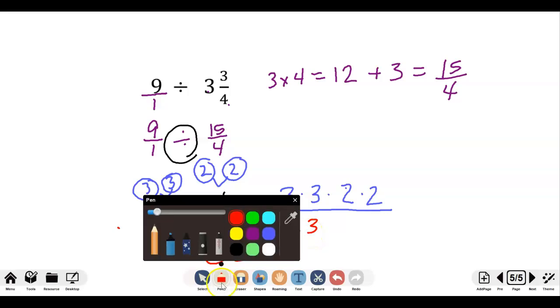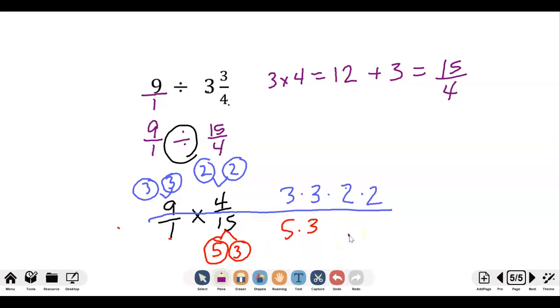And now I need to cross off. Looks like I've got a 3 and a 3 here I can cross off. So in the numerator, 3 times 2 is 6, times 2 is 12. And then we have 5 in the denominator, so 12/5. Remember, we need to make that into a mixed number. 5 is going to go into 12 2 whole times with 2/5 left over. And that's how we do dividing with mixed numbers.